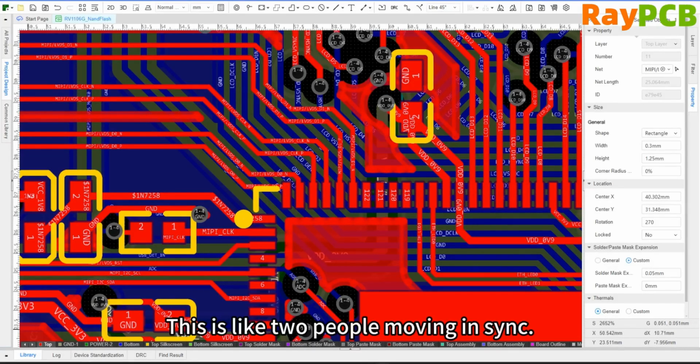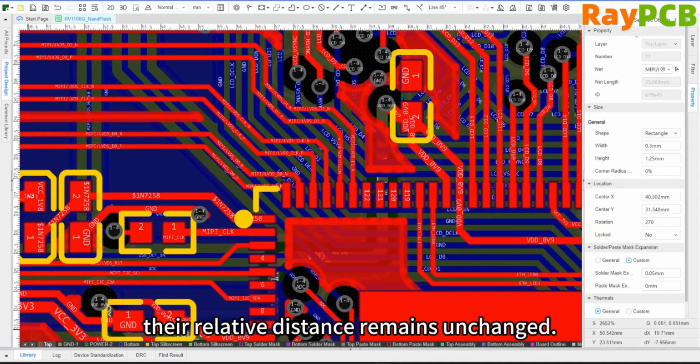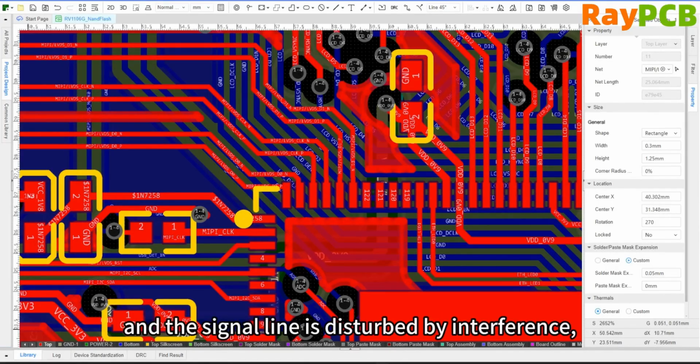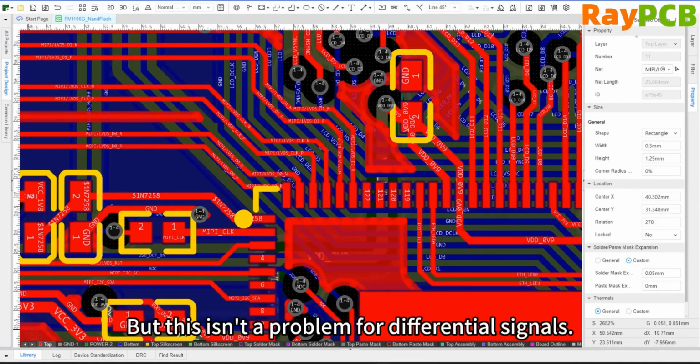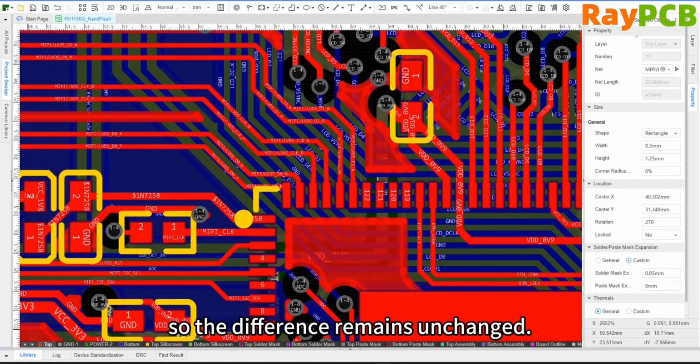This is like two people walking in sync. If the ground moves up or down together, the relative distance between them remains unchanged. This gives differential signals extremely high immunity to external noise. If we use the ground as a reference and the signal line is interfered with, its voltage may no longer change as expected, which could cause the receiver to detect an incorrect logic level. But differential signals do not have this problem. Both signal lines are interfered with simultaneously, so the difference between them remains unchanged.